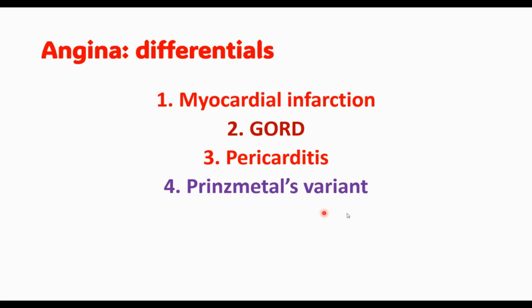We've mentioned in detail in this video about Prinzmetal's variant. Another differential is musculoskeletal pain, whether that could be a rib fracture, or following a viral infection, patients can have something called costochondritis, which can present similarly to angina.